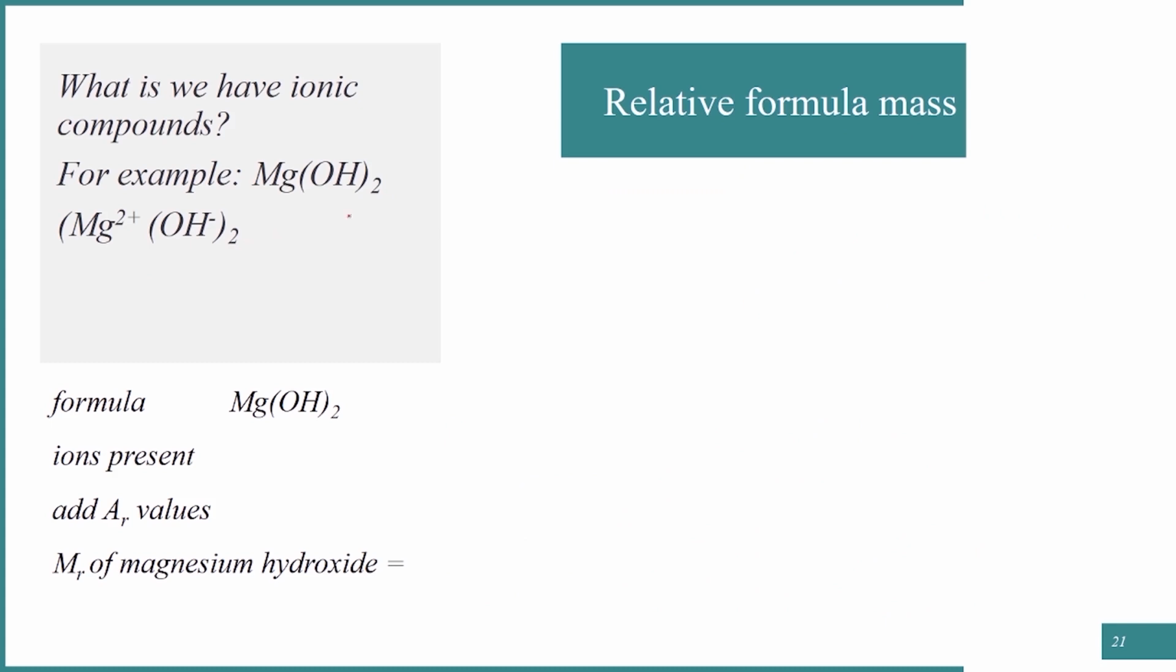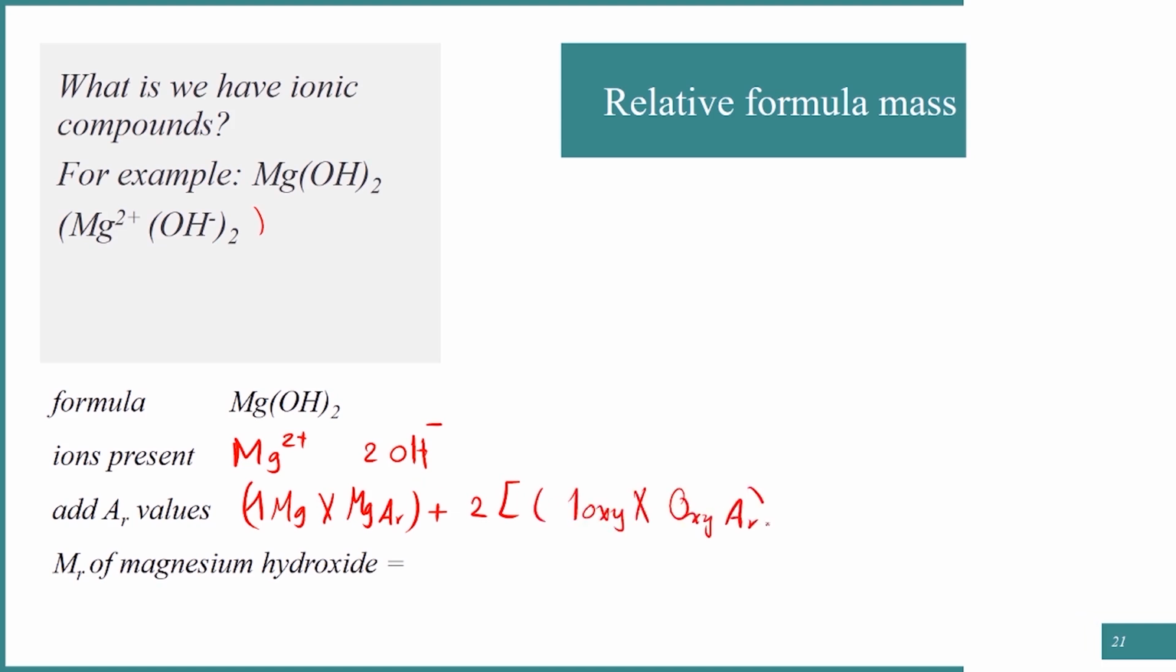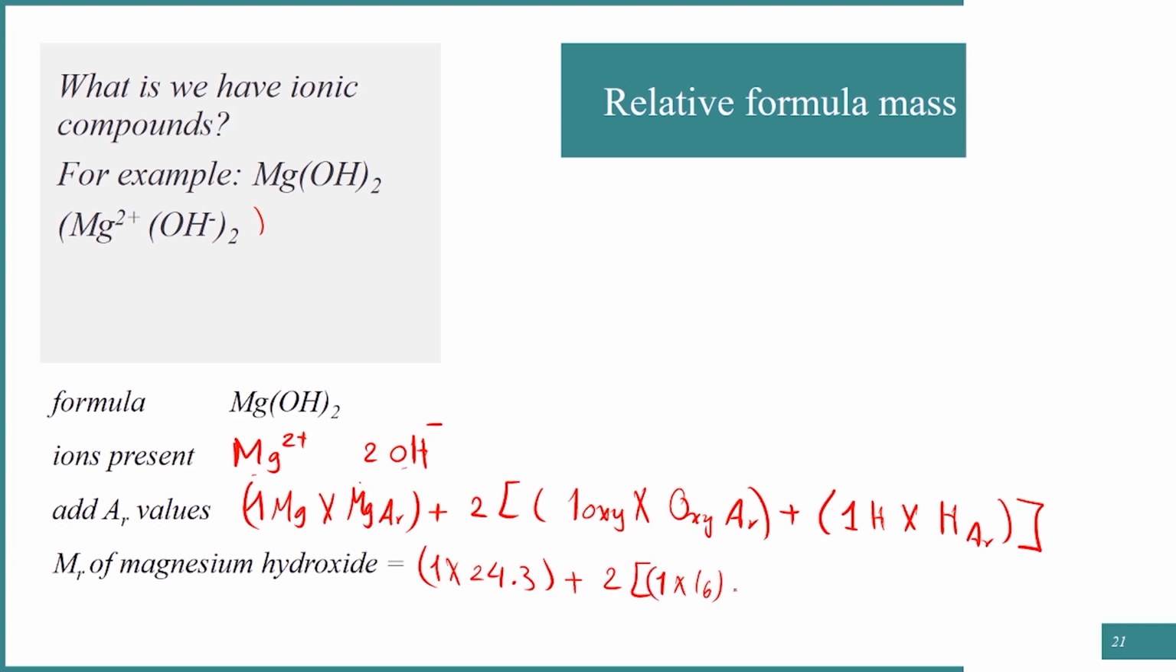What if we have a compound containing ions? The relative formula mass for ionic compounds will be similar to the relative molecular mass. For example, magnesium hydroxide contains a magnesium ion and 2 hydroxide ions. The relative formula mass value is equal to 1 multiplied by the relative atomic mass of magnesium plus 2 multiplied by the relative atomic mass of 1 oxygen and 1 hydrogen. By that, the relative formula mass for magnesium hydroxide is equal to 1 multiplied by 24.3 plus 2 multiplied by the sum of 16 plus 1, which is equal to 58.3. Notice it didn't make a difference if we have atoms or ions.